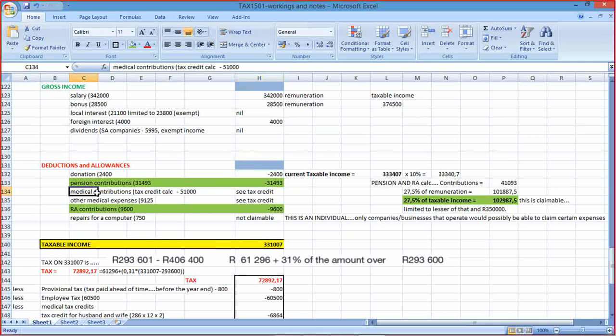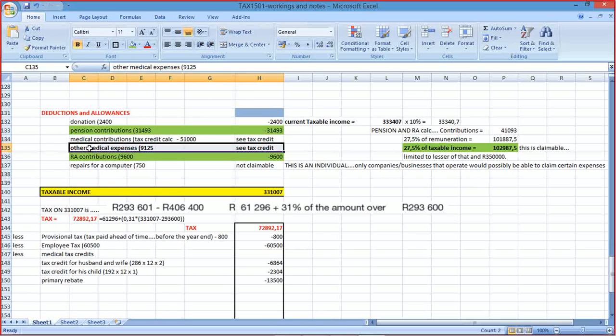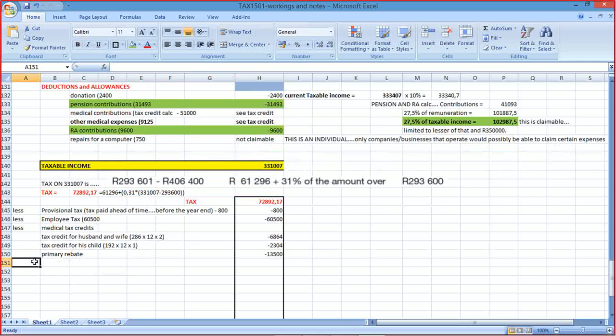Did I look at everything here? Medical contribution. Oh, other medical expenses. Haven't done that one. Okay, that was something I missed out here. See? Okay, there's another rebate. Less other medical expenses. How much were the other medical expenses? 9,125. Okay, we need to check this.